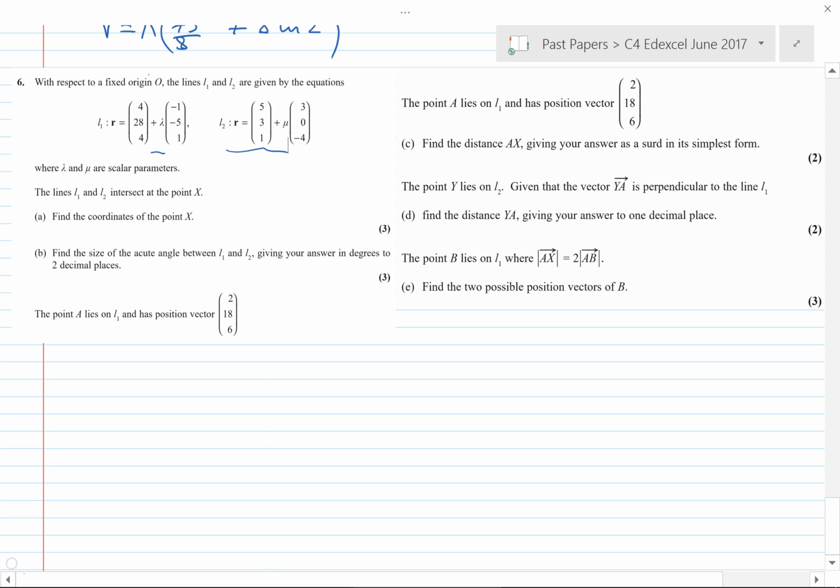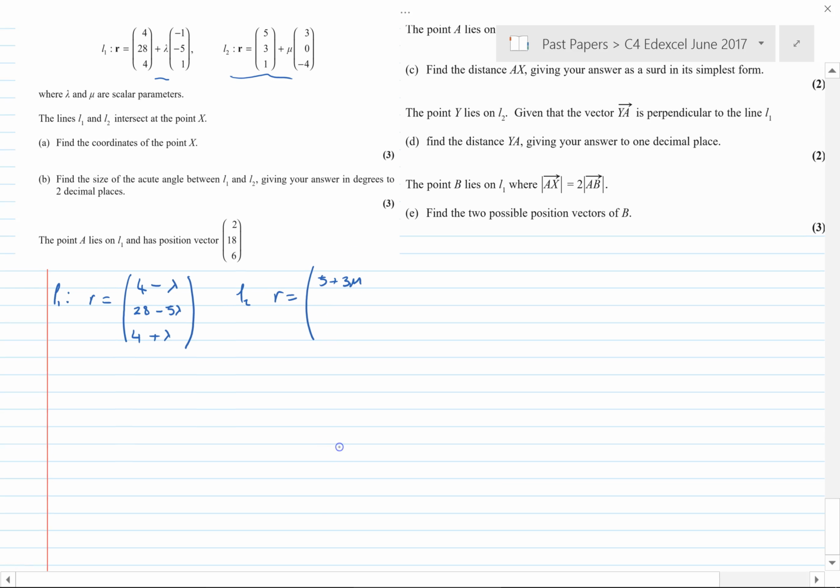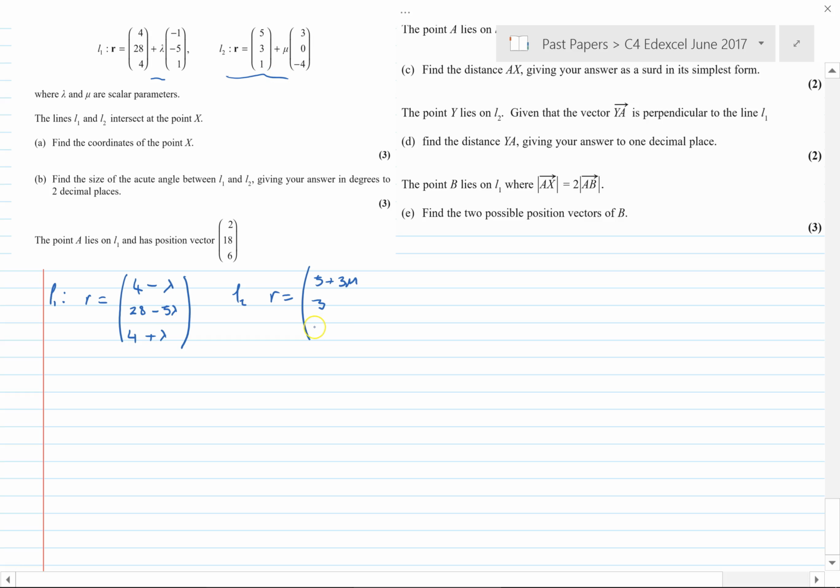So if we compare these 2 lines, L1, if we write the things together, r equals (4 minus lambda, 28 minus 5 lambda, and 4 plus lambda) is L1, just multiplying these bits together. And L2 is (5 plus 3 mu, 3 plus 0 mu, so just 3, and 1 minus 4 mu).